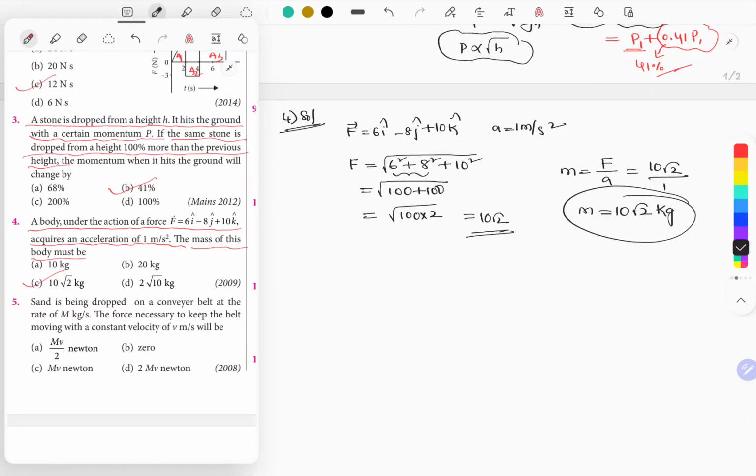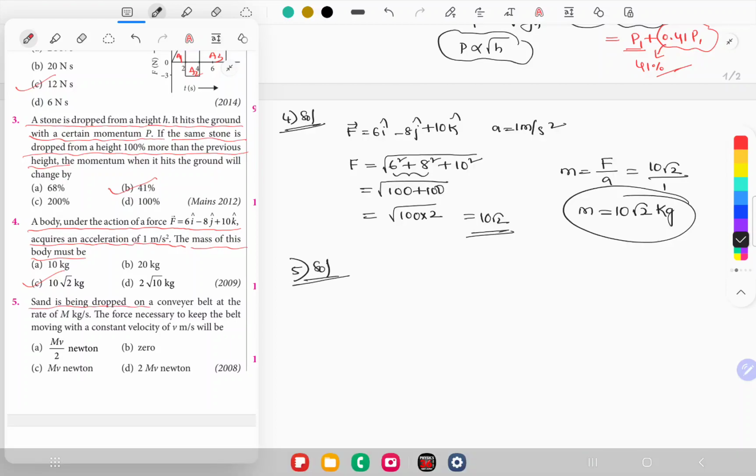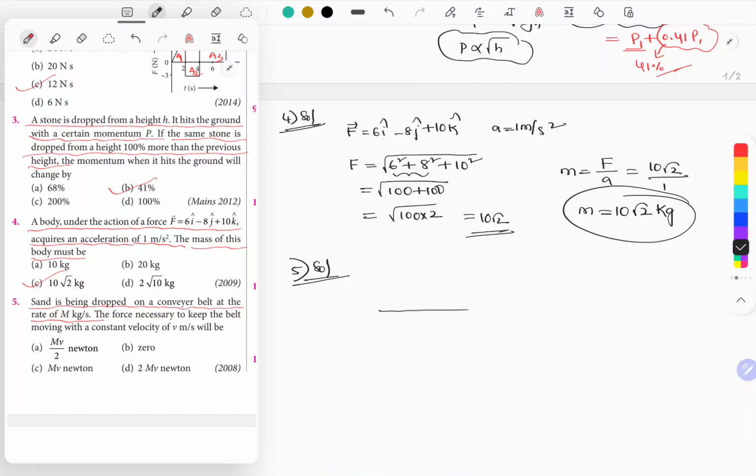Okay. Next, question number 5, solution. Sand is being dropped on a conveyor belt at a rate of m kg per second. Let's say a conveyor belt is there. That means it carries things, which makes things move from one position to another position. Okay, so let's say this is how it is.